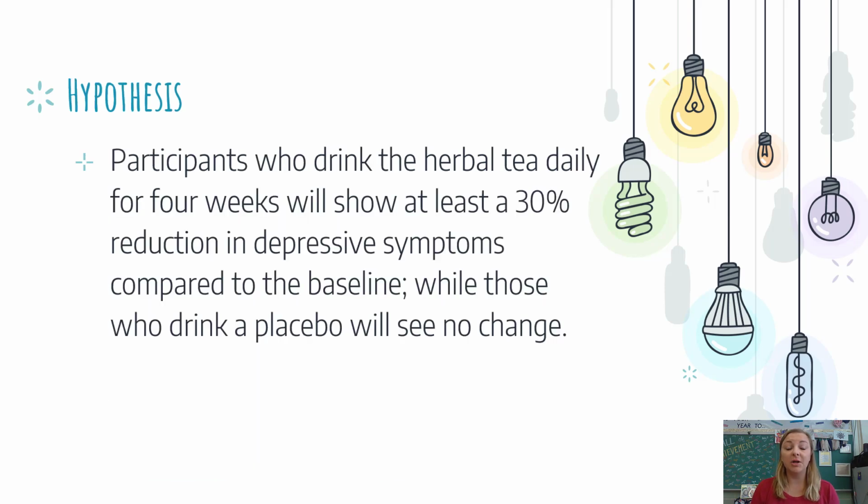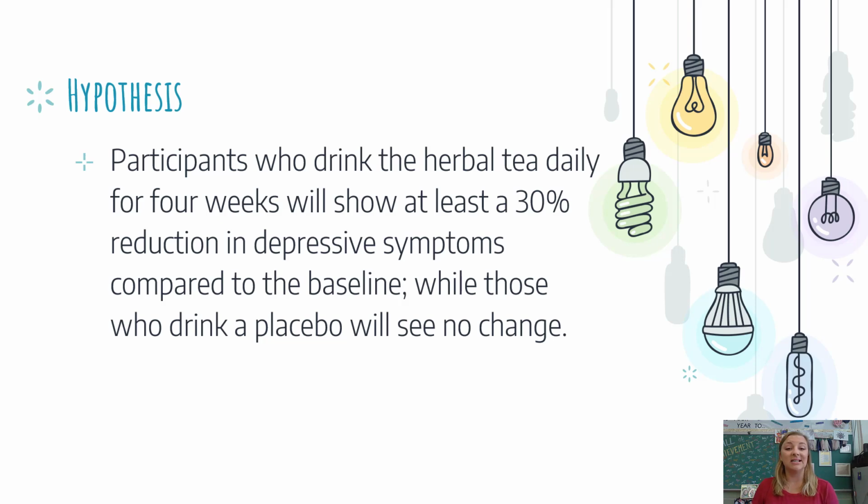The first part of our experiment will be to create a hypothesis. Again, our hypothesis is going to be some sort of guess on what we think is going to happen. This should be educated, it should be falsifiable, and it should be testable. So our hypothesis is going to be participants who drink the herbal tea daily for 4 weeks will show at least 30% reduction in depressive symptoms compared to the baseline, while those who drink a placebo will see no change.